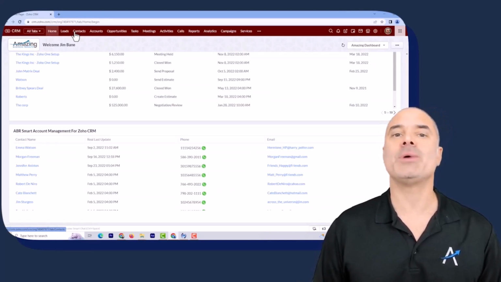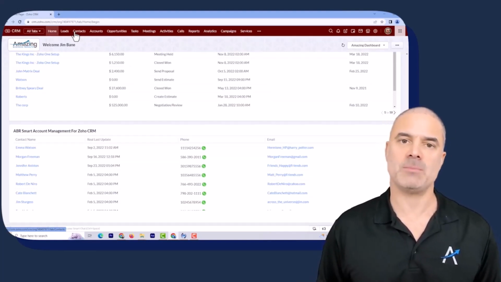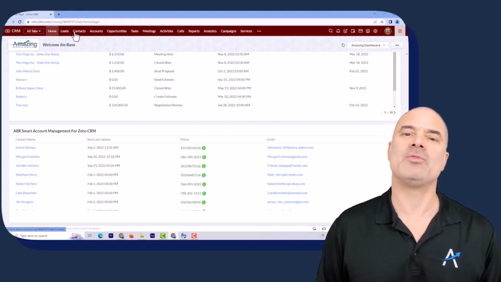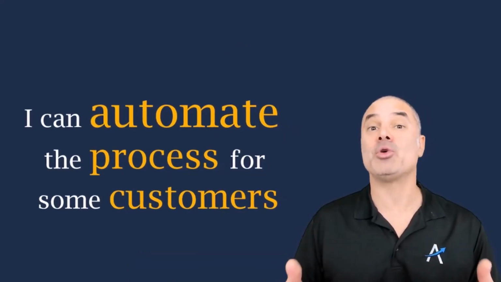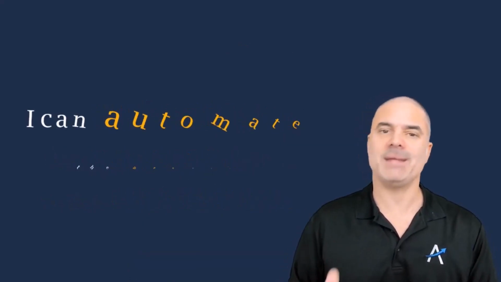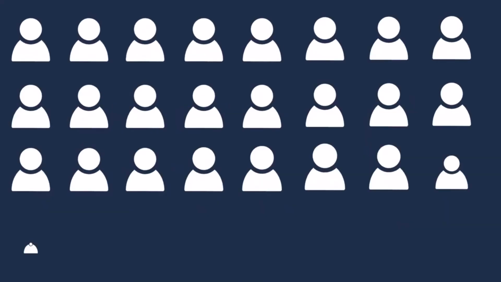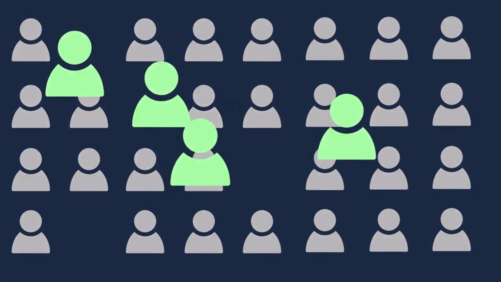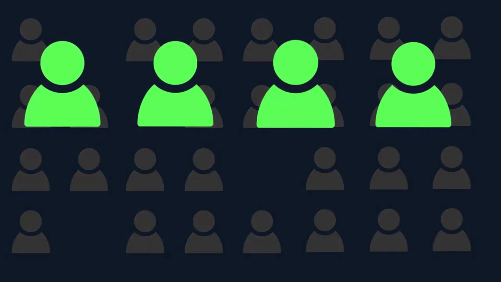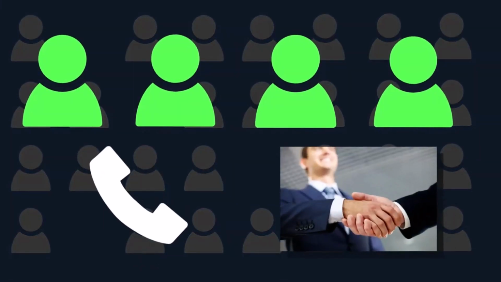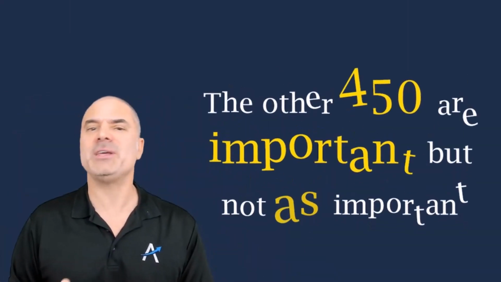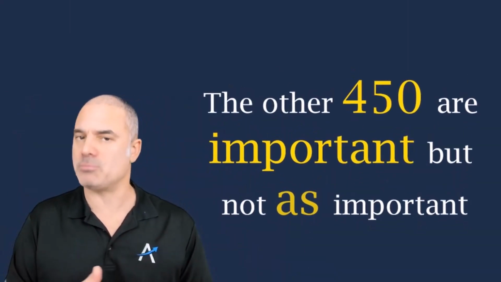Let's assume that I have 500 customers. There is no way for me to talk to 500 customers every 60 days, as an example. It's way too much. In this case, I can automate the process for some customers. From those 500, 50 of them will be my premium customers that I need to call and maintain the relationship with. I can't lose them. The other 450 will be important, but not that important.